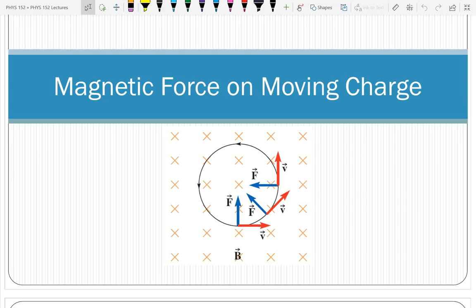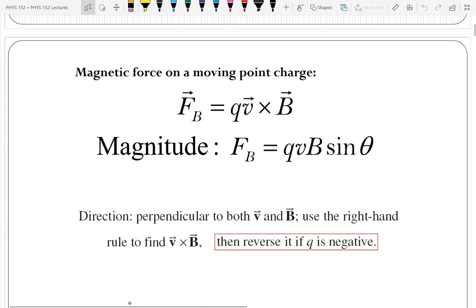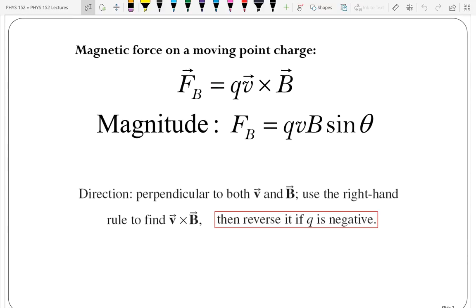What we're going to talk about today is the force on a moving charge when it's in a magnetic field. Last class period, I mentioned that if you have just a stationary charge in a magnetic field, there is no force. It has to be moving. And at the last moment, I got to the equation that said the force on a charge in a magnetic field is F = qV cross B. So this equation here is really important: the force acting on a moving charge in a magnetic field.